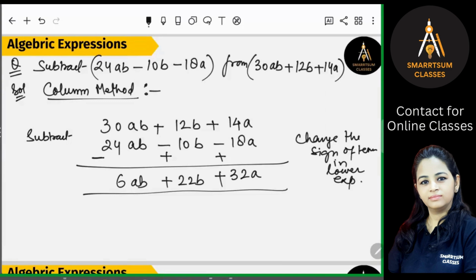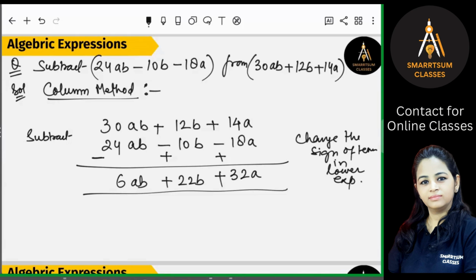So in this way, we have to subtract. Always remember, whenever you are subtracting in a column method, the expression which you are subtracting, put it in the lower position. It will be your lower expression, right? And always change the sign of the lower expression while subtracting. And after changing the sign, you have to simply add the terms.